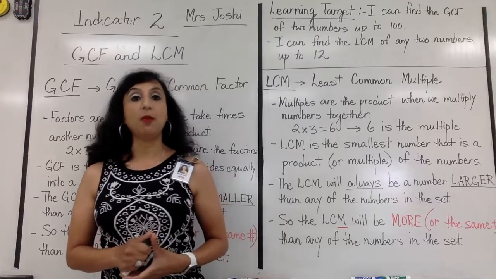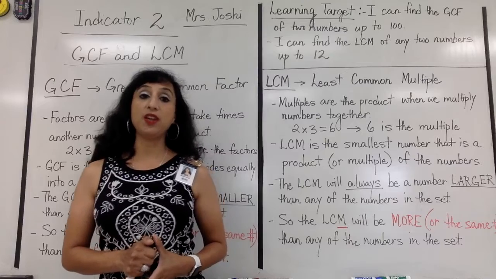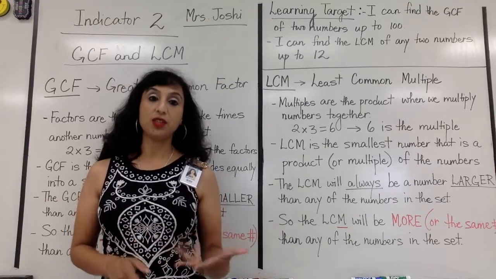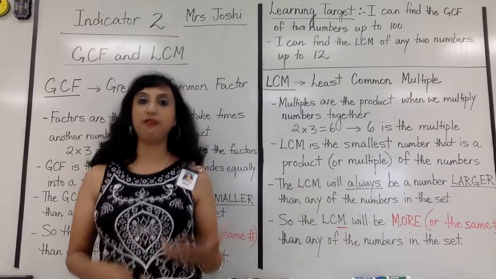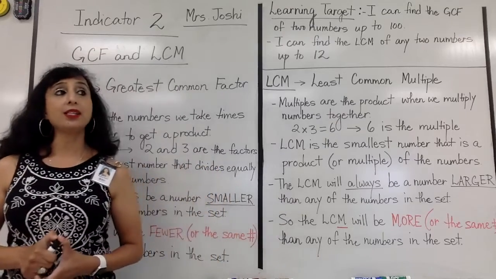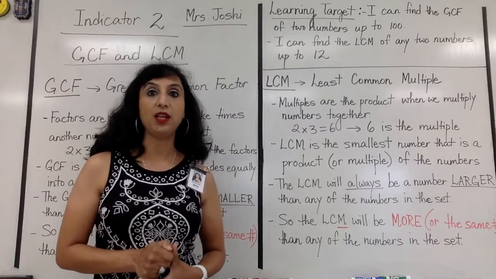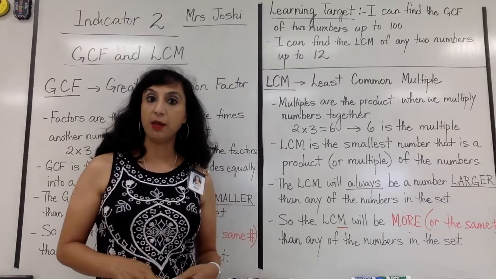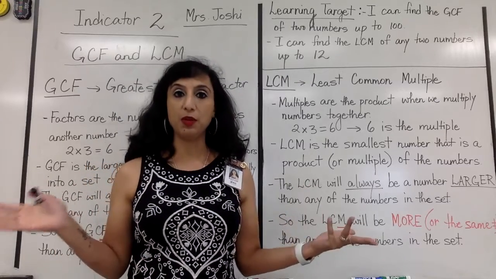The greatest common factor, which is GCF, is especially required when you are simplifying fractions. That is just one of the real life situations that I wanted to give you. LCM, least common multiple, is essential when you have, for example, fractions with unlike denominators. So let's see what is the difference between the two.